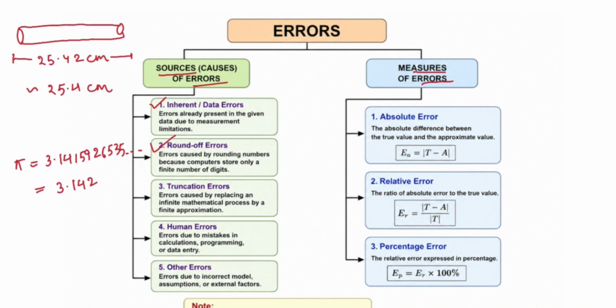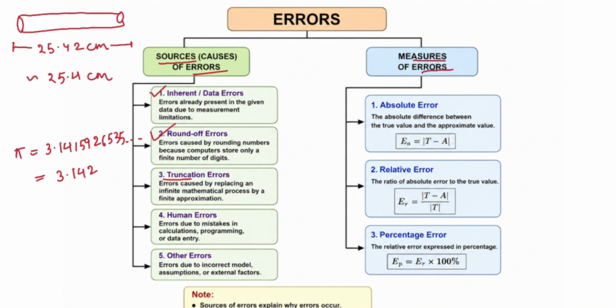And almost every numerical computation performed on a computer contains some amount of round-off error. And the third source is this truncation error. Unlike the round-off error, truncation error doesn't arise because of limited computer memory. It arises because we intentionally replace an infinite mathematical process with a finite approximation.